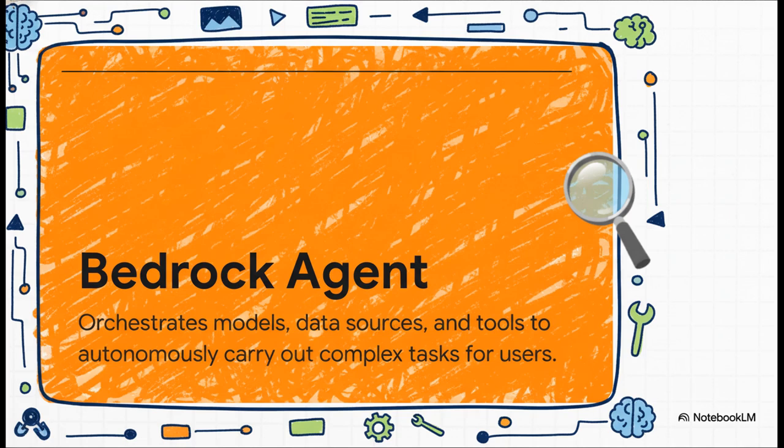So here's the key thing to understand. An agent isn't just a model, it's an orchestrator. You give it a high-level goal, and it can reason, create a multi-step plan, use tools, and query data sources to get that job done, all on its own. It's the difference between you using a power drill and having a robot that knows how to build the entire cabinet for you.